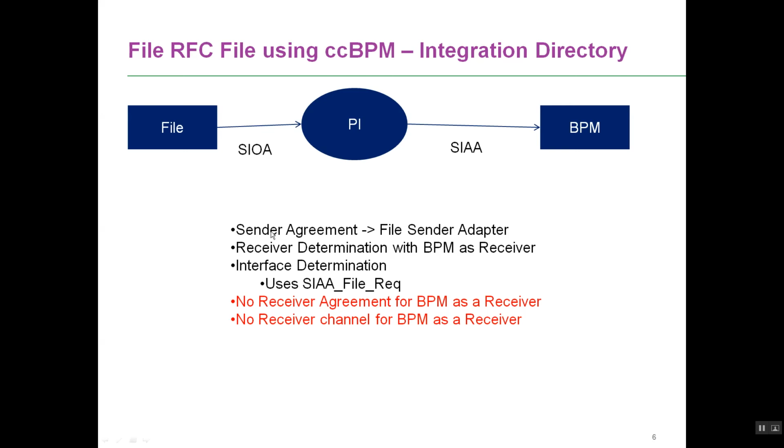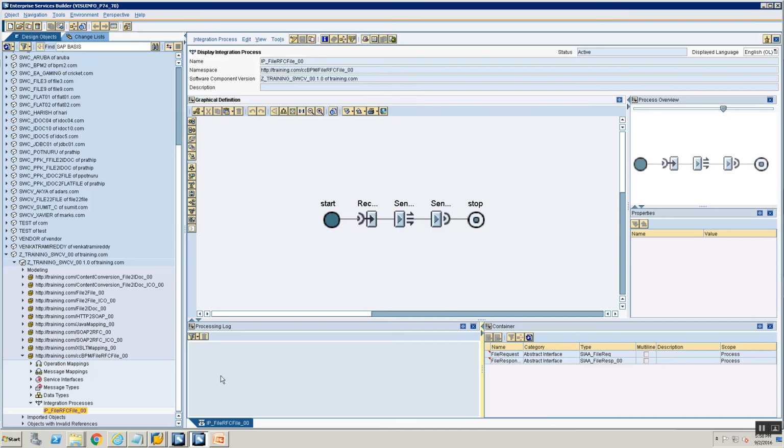All right. So you will define a sender agreement because your file system is sending the file. You will define a receiver determination where the receiver is BPM, and you will define an interface determination. You will not define any receiver agreement for a BPM. So when BPM is a receiving system, you do not need a receiver agreement. When BPM is a sending system, you do not need a sender agreement. So for BPMs, you do not need a communication channel, or a sender agreement and a receiver agreement. So in this case, for the first flow, you will define a sender adapter, a sender agreement, a receiver determination, and an interface determination. All right, so let's get started on that.